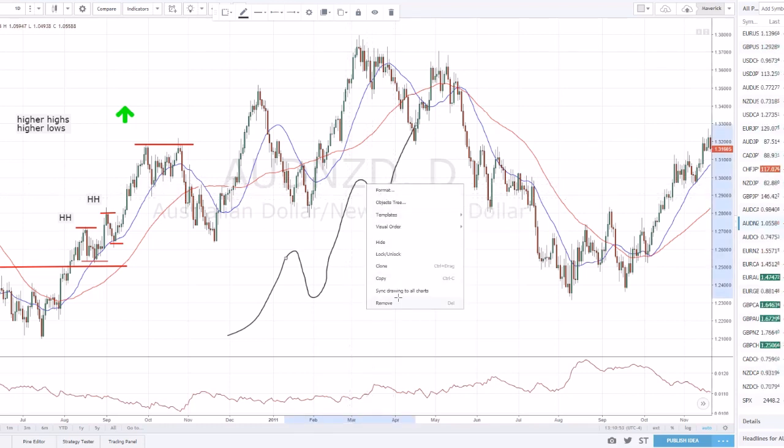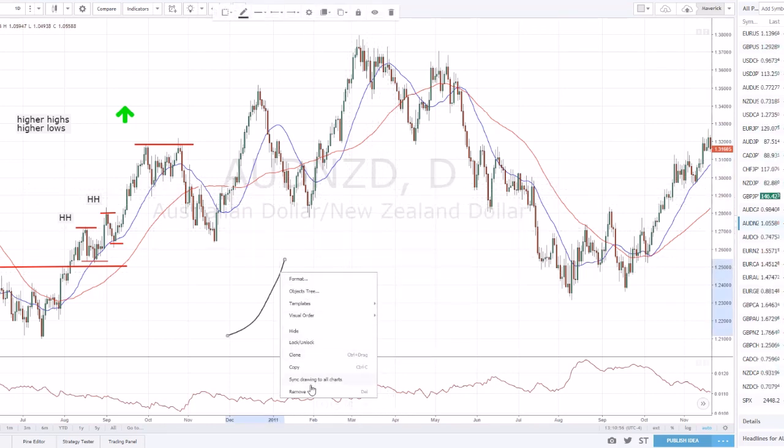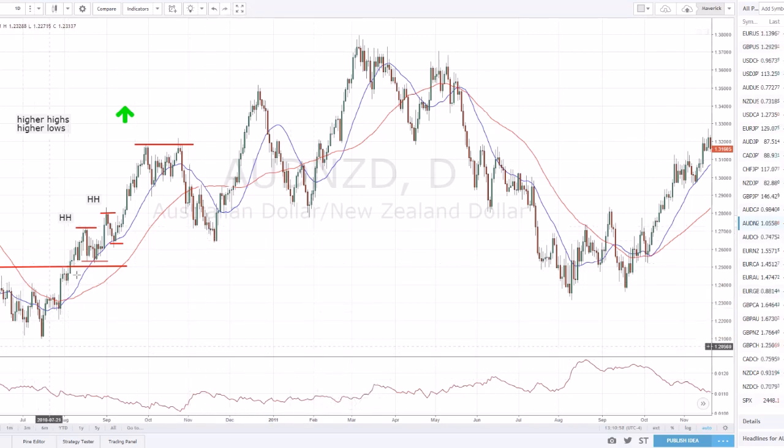And what we want to do as trend traders is figure out at what point price is at. Is it in an impulse? Is it in a retracement? Is it in an uptrend? Is it in a downtrend? Is it in a sideways market?